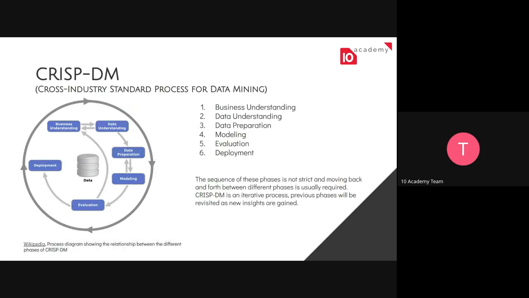So this is the flow that was mentioned. You have six steps, more or less: business understanding, data understanding, data preparation, modeling, evaluation, and deployment. You go through them as an iterative process. It's not necessarily that you start from one and end up at six just one time. You have to go back multiple times to iterate over and improve until you get the result you want.